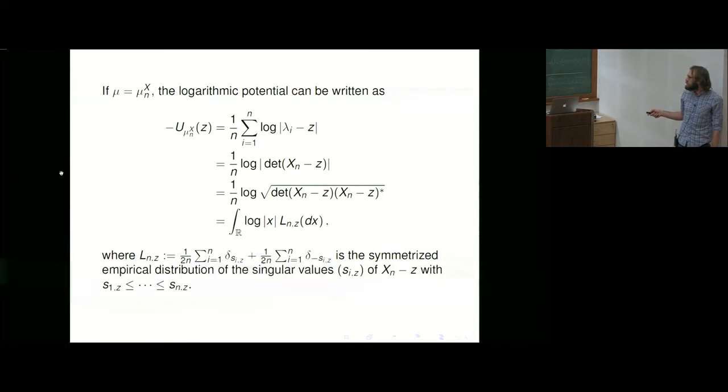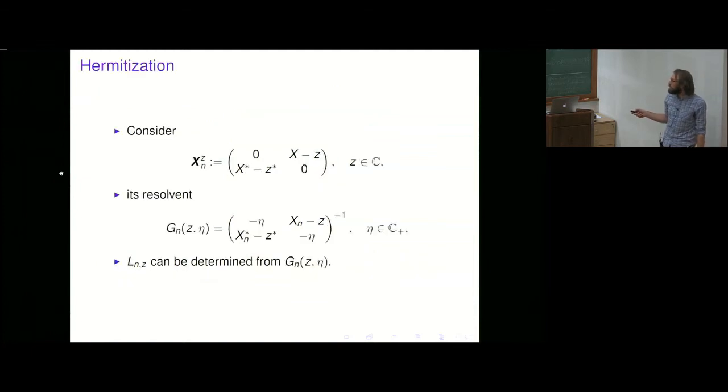So in order to study the singular values of x_n minus z for any fixed z, it's a bit nicer, I think, for us to consider this Hermitian matrix. So just take x minus z and then consider its transpose and put that in the lower blocks. And now I have a Hermitian matrix, and the eigenvalues of this matrix are exactly the singular values of x minus z and negative the singular values of x minus z.